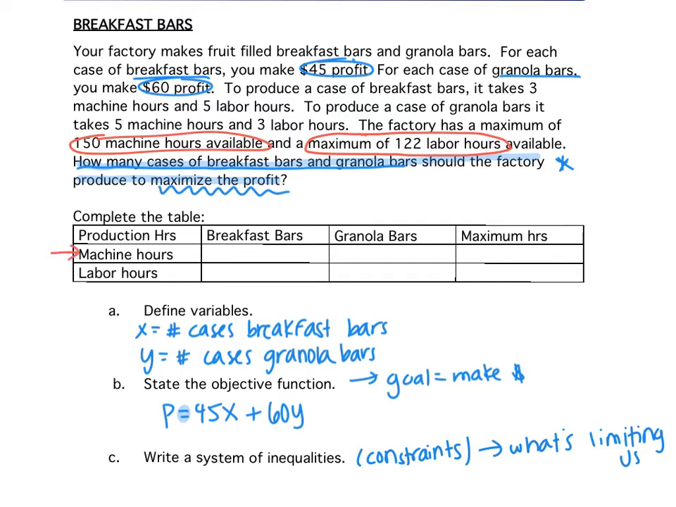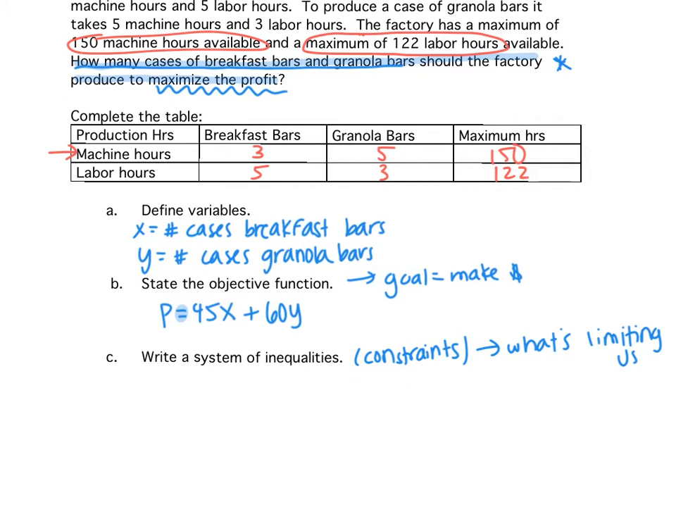First line we see is machine hours. The maximum we have is 150. The maximum labor hours we have is 122. Now we need to look at how long the breakfast and granola bars take on each of these steps. So starting here, to produce a case of breakfast bars, it takes 3 machine hours and 5 labor hours. To produce a case of granola bars, it takes 5 machine hours and 3 labor hours. Now that is meant to help us write our constraints.